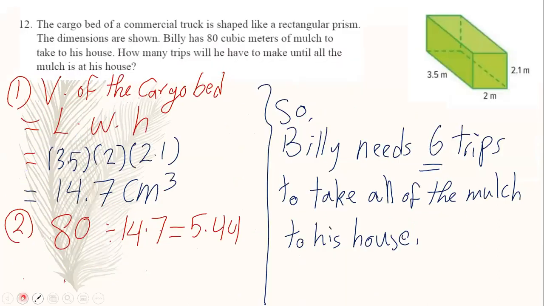And now this is the last question which we are going to solve. The cargo bed of a commercial truck is shaped like a rectangular prism. The dimensions are shown. Billy has 80 cubic meters of mulch to take to his house. How many trips will he have to make until the mulch is at his house? Let's look at the figure.